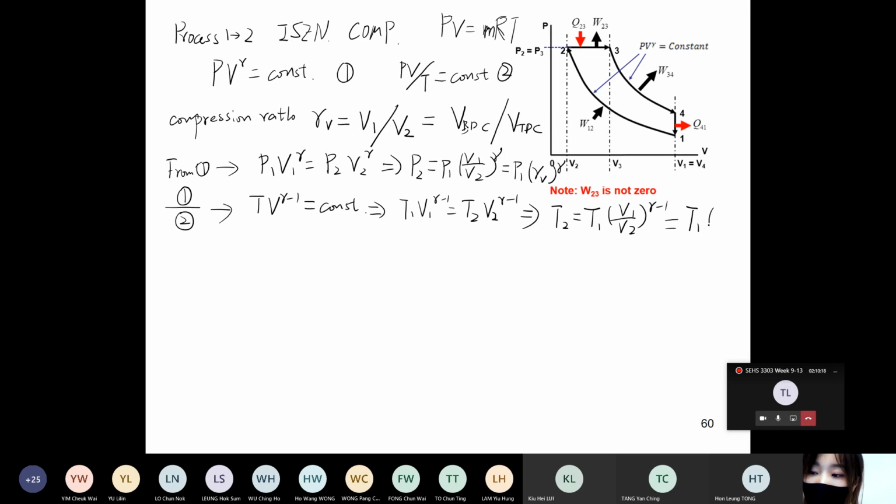That should be right. At this point, any problem? No problem, right? It's easy because it's the contents in chapter 1. Chapter 1, okay?